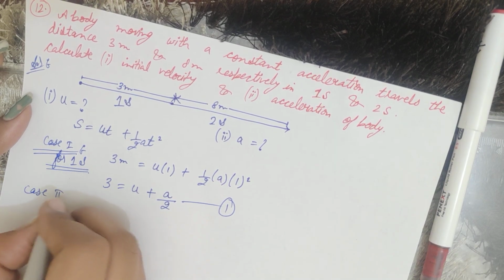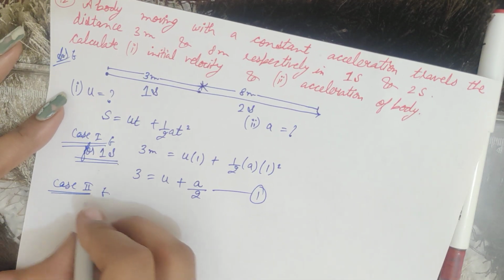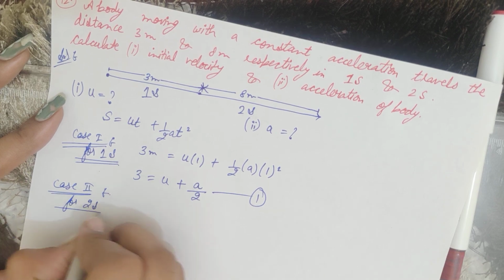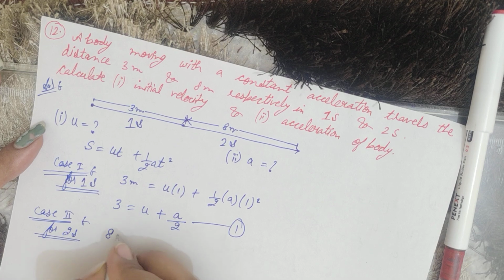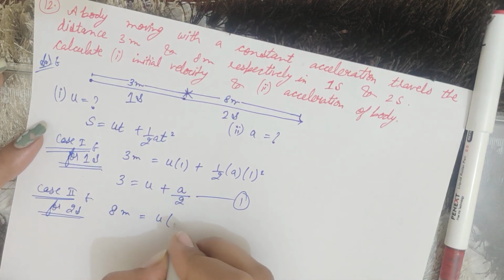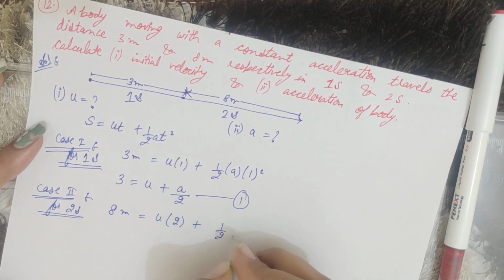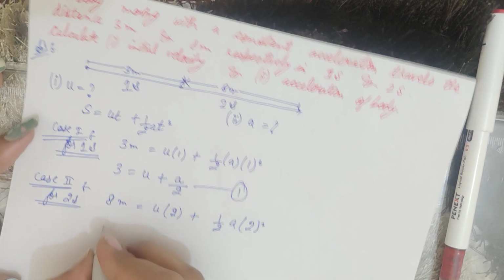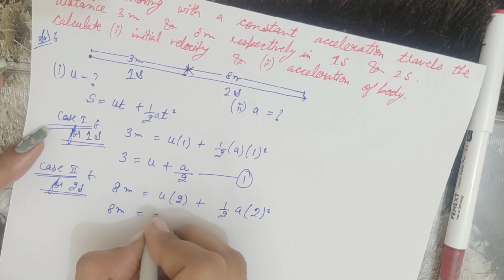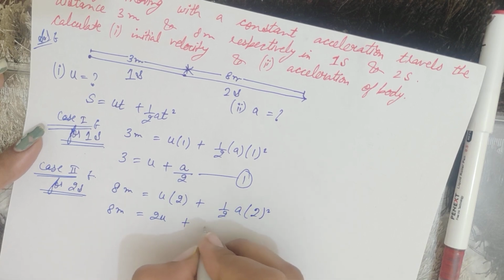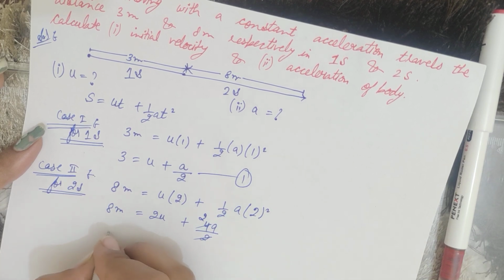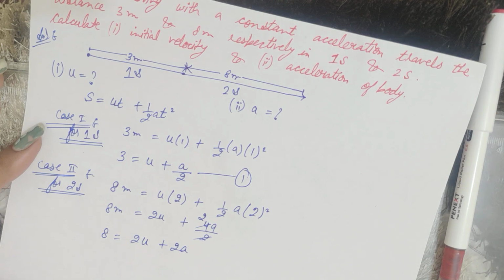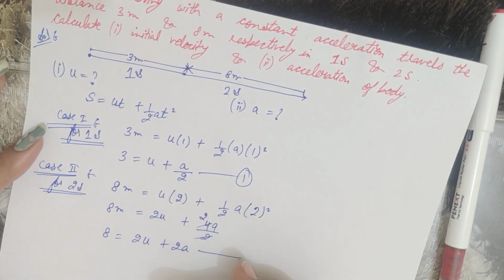Now case 2 is for 2 second time. S, the distance, is 8 here. 8 meter is equal to u into t, which is 2, plus half a, t is 2, so square. 8 meter is equal to 2u plus 4a by 2. 8 is equal to 2u plus 2a. This is the second equation now.